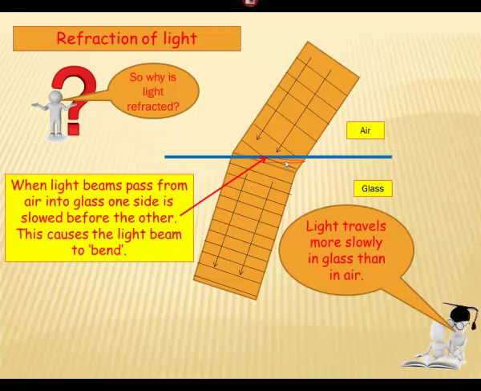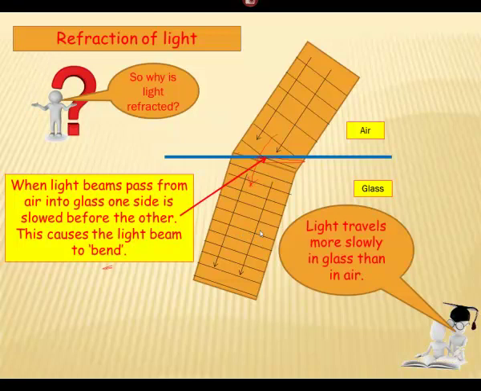So what happens is that this side gets slowed before that. So in effect it pulls the light rays around, so they become refracted, they bend. So when light beams pass from air into glass, one side over here is slowed before the other over here, and that causes the light beam to bend, and that is what we mean by refraction. Now we can see refraction in other situations.